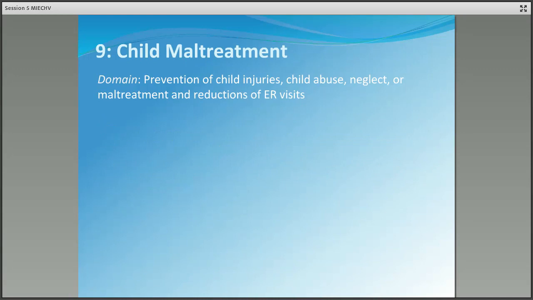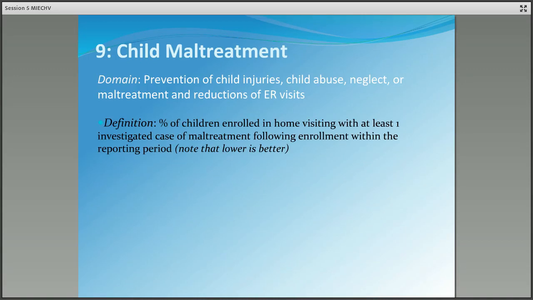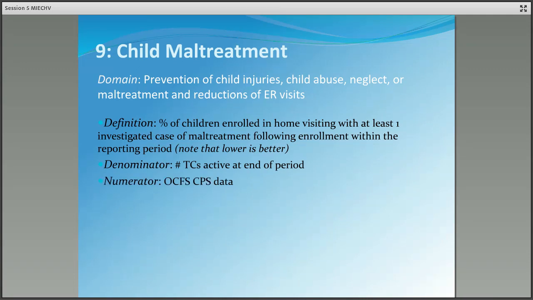The ninth item looks at child maltreatment. This is the percent of children enrolled in home visiting with at least one investigated case of maltreatment following enrollment within the reporting period. And again, note that a lower percent or a lower number is going to be better here. Our denominator is the number of target children active at the end of the period.